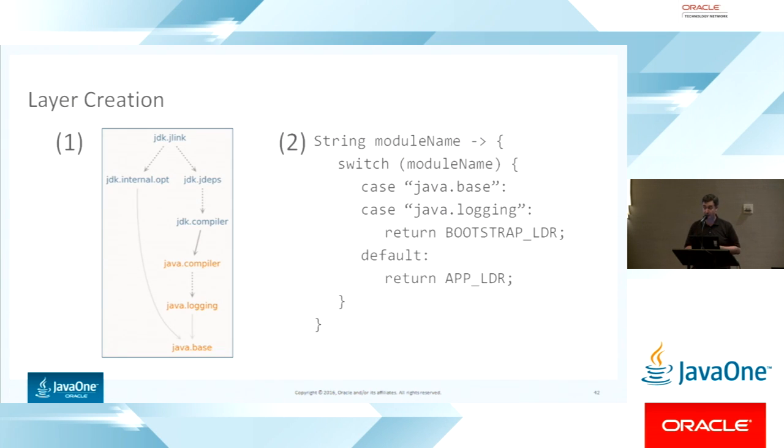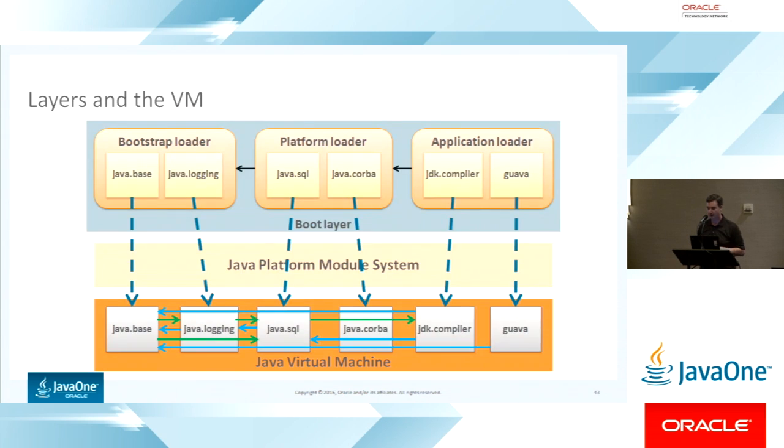So a layer is created from 2 things, a graph of modules and a function that maps modules to loaders. On the left is the graph from resolving the jdk.jlink module, which contains the jlink tool for building runtime JDK images. Just an example of a module graph. On the right is a lambda expression mapping some of the modules in that graph to the bootstrap loader and the application loader. Creating a layer informs the module system about the packages that will exist in the program and the modules they'll come from. This is a great slide to take a picture of, hint, hint.